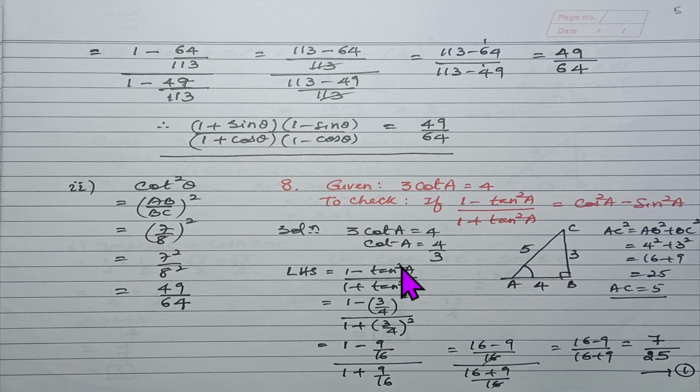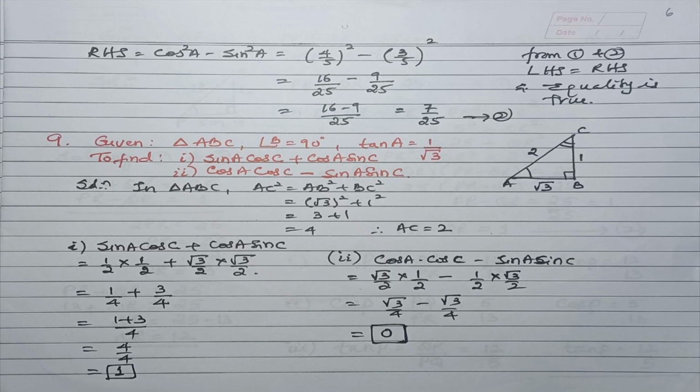Now tan A will be what? 3 by 4. Substitute here. So (1 minus (3 by 4) whole squared) upon (1 plus (3 by 4) whole squared), and it will be 1 minus 9 by 16 upon 1 plus 9 by 16. Taking LCM, we get 16 minus 9 by 16 upon 16 plus 9 by 16. 16 gets cancelled. 16 minus 9 divided by 16 plus 9. 16 minus 9 is 7, and 16 plus 9 is 25. So the answer is 7 by 25.